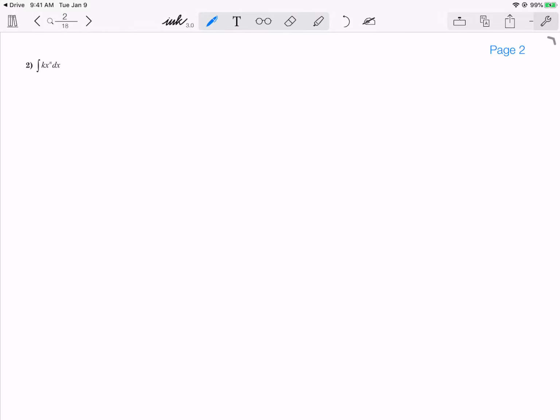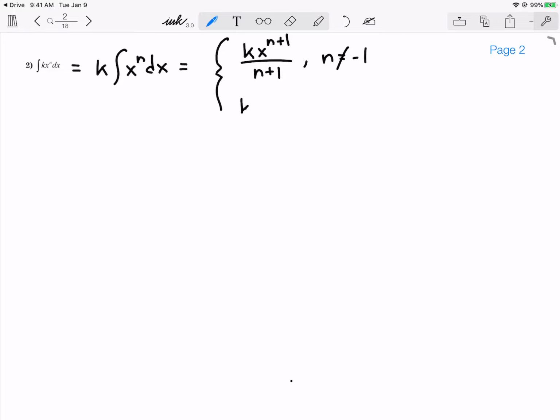So our next example, we've got k times x to the n. This is just a generic formula. Again, I can pull the constant out, and then I've got x to the n dx. Now this technically has two answers, and I'm going to give you both of those answers. In the case that n is not -1, we'll get kx to the n plus 1 all over n plus 1. Again, that's when n is not equal to -1. Or we'll get k times the natural log of x, and that is specifically when n equals -1.